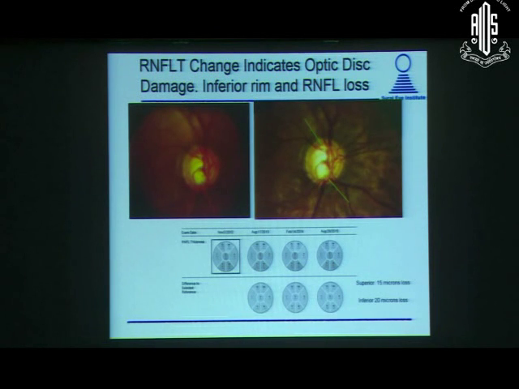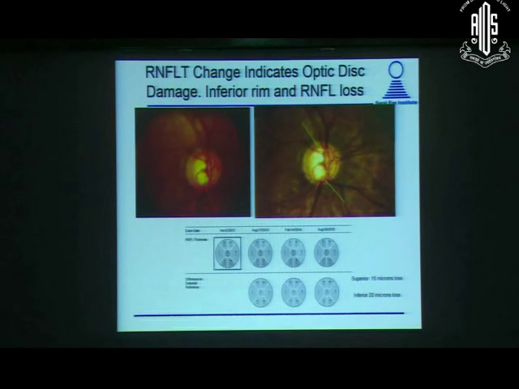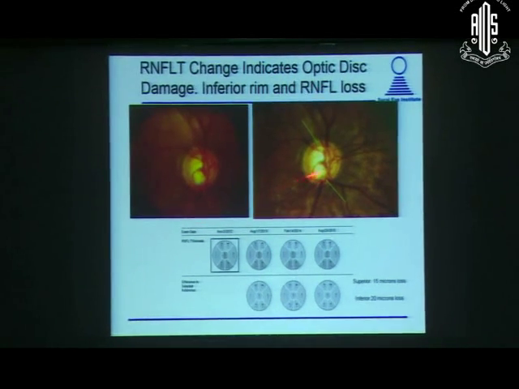The retinal nerve fiber layer thickness change indicates optic disc damage, and this is a photograph that shows that there is loss of inferior rim, and there is some loss of superior rim also. And if you look at the photographs here, you'll see that there is a loss superiorly of roughly about 15 microns and a loss inferiorly of about 20 microns.